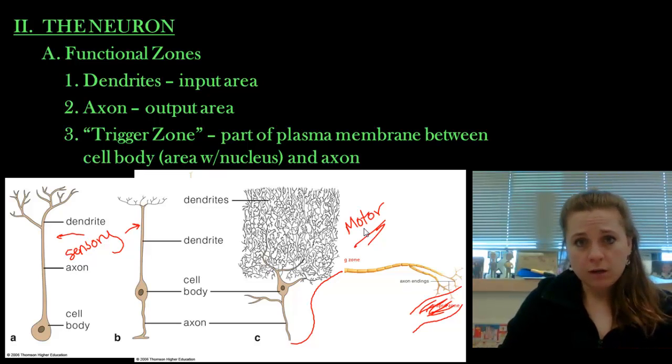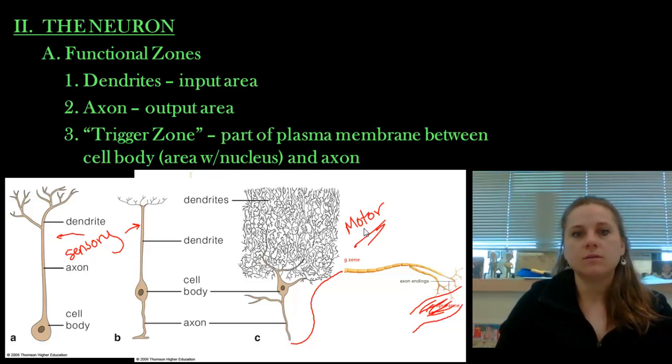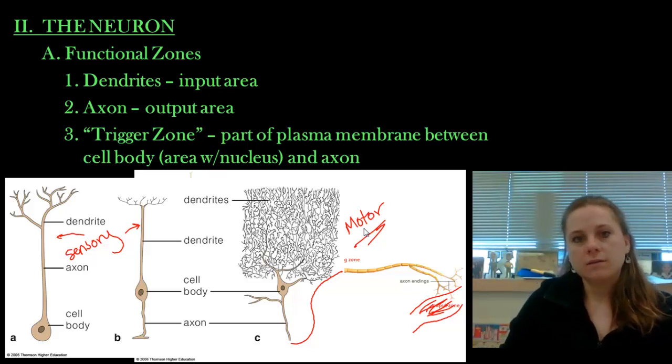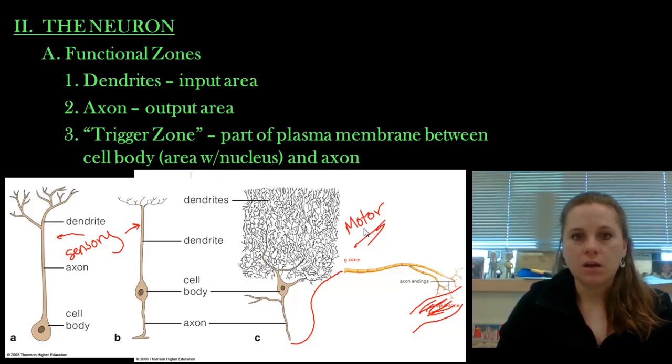So for this one, that's it. We're spending that time just looking at neuron anatomy. So this was a short and sweet one. The next one gets a little bit more complicated when we start talking about actual action potential and how a signal moves down a neuron.